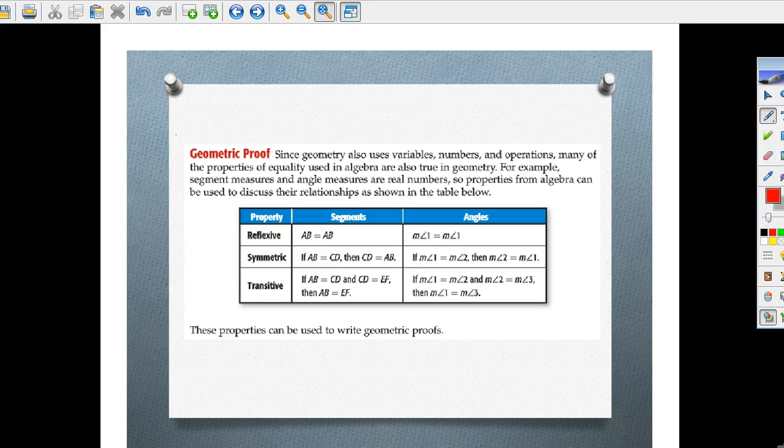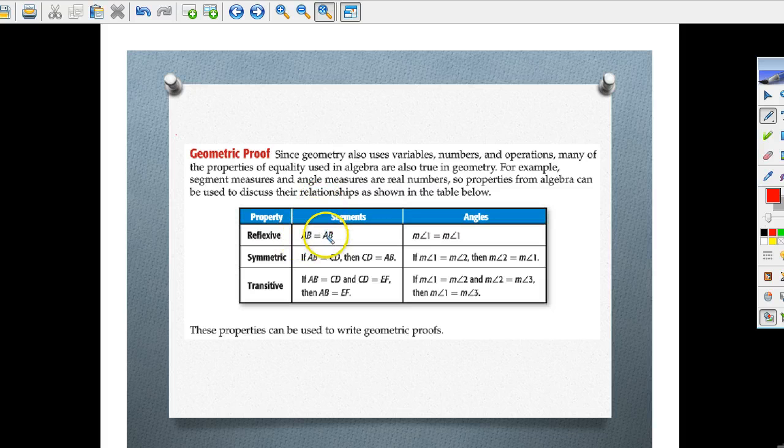Alright, so bear with me, it's just a little bit longer. We have 3 more slides to get through and we'll be done. Geometric proof. Since geometry also uses variables, numbers, and operations, many of the properties of equality used in algebra are also true in geometry. For example, segment measures and angle measures are real numbers, so properties from algebra can be used to discuss their relationship as shown in the table below.